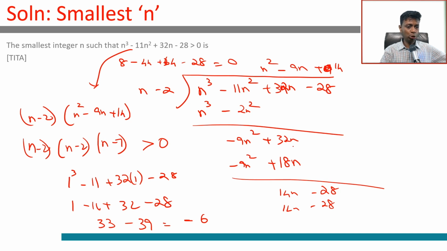When n is 3, 4, 5, it won't work. When n is 1, these two are negative, this is negative. All three are negative, it doesn't work. Between 3 and 7, it doesn't work. These two will be positive, this is negative. The smallest integer that will work is the integer 8.